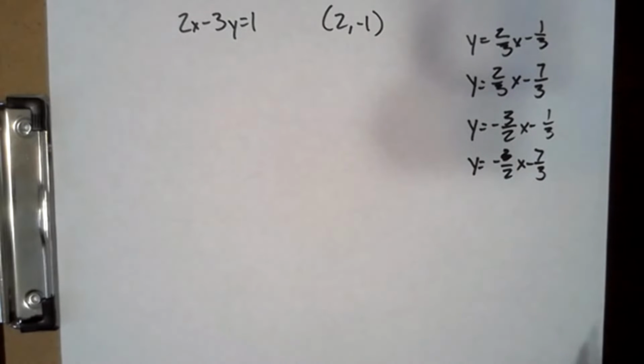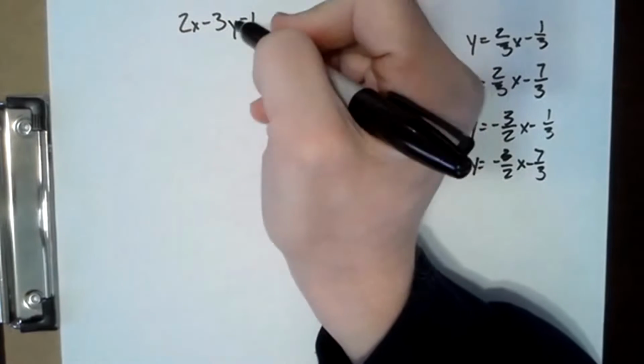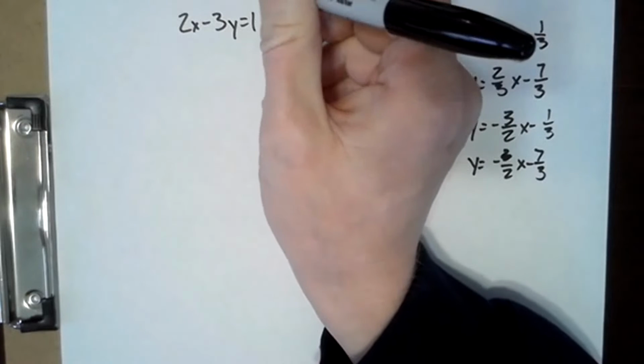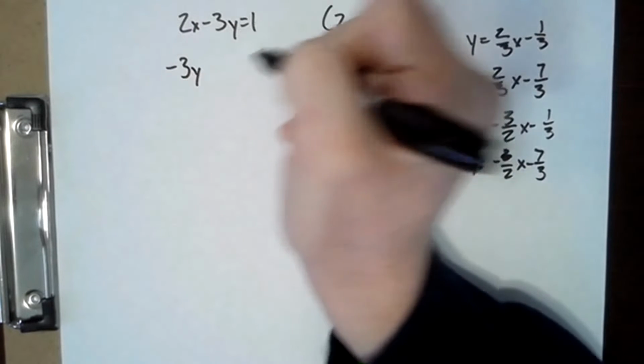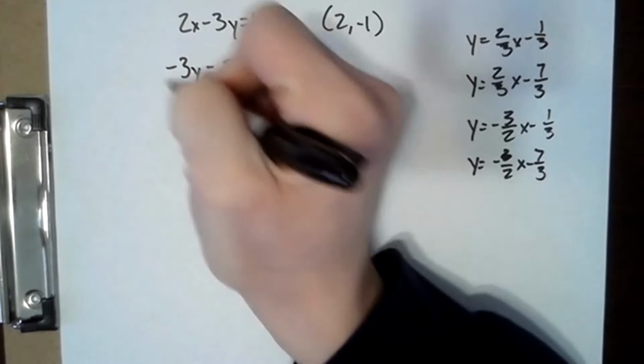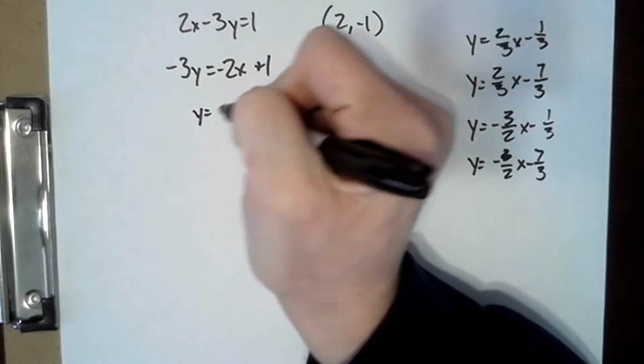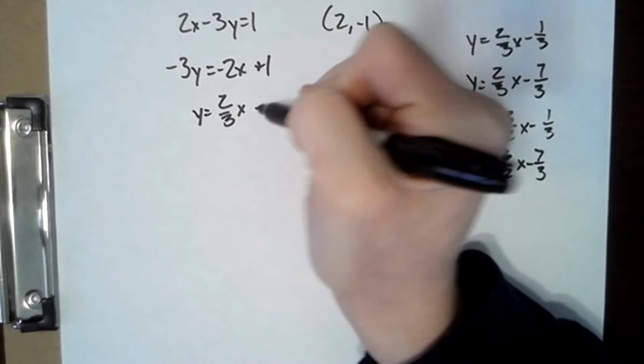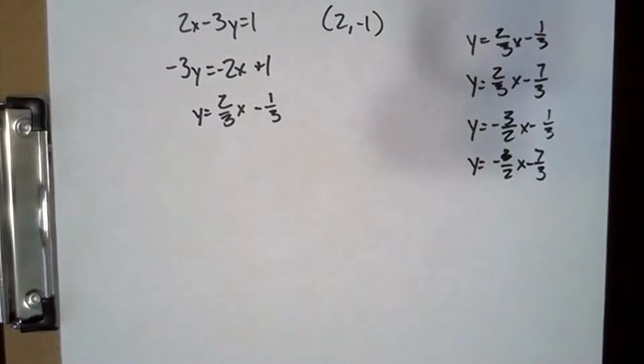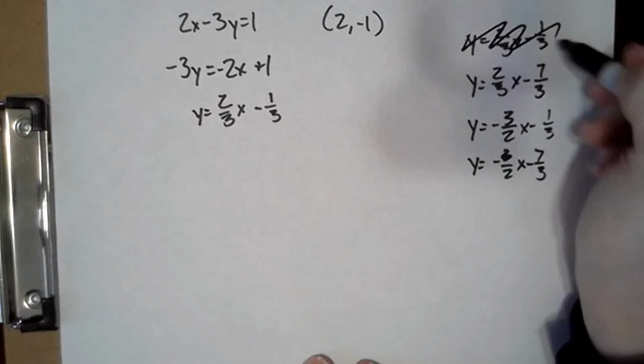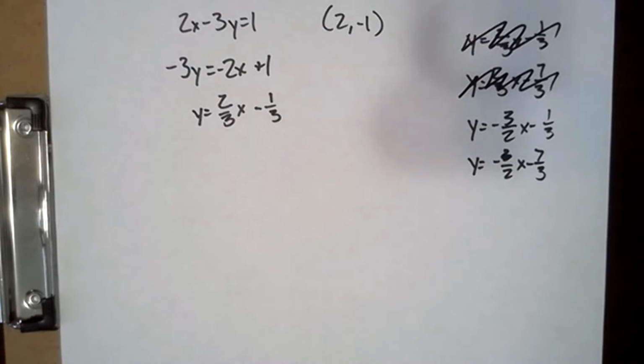All right, so the first thing we need to do is figure out the slope of our original line. Okay, well, I'm going to subtract 2x from both sides and then divide by -3. So that gives me -3y equals -2x plus 1, and dividing by -3, I get y equals 2/3 x minus 1/3. Okay, so having done that, I can easily see that the slope of this line is 2/3, which means that the slope of the perpendicular line is -3/2. So we can cross out these two lines as possibilities.